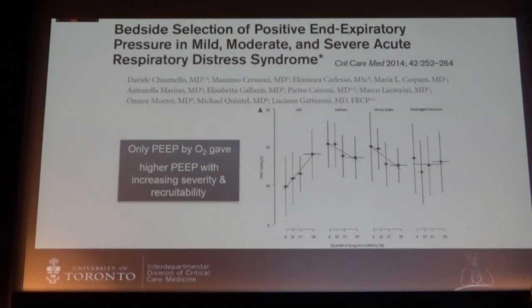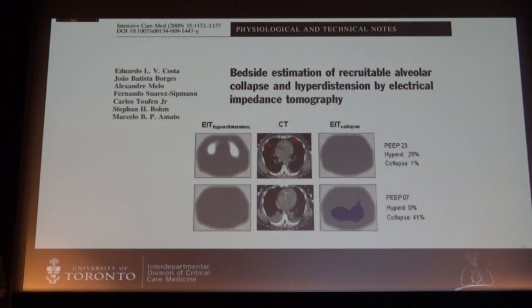A simple method, if you think that ideally we want to be giving higher PEEP to and recruiting patients who have higher potential for recruitment, is the simple PEEP FiO2 table that was used in the LOVS study here. It performed better than potentially more complicated things like the stress index or an esophageal balloon in this study by David Chiumello and colleagues.